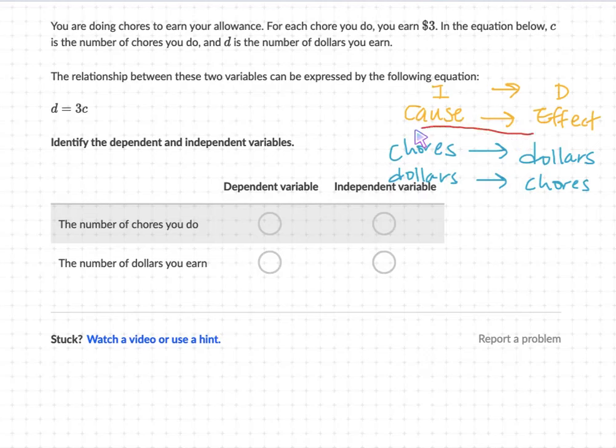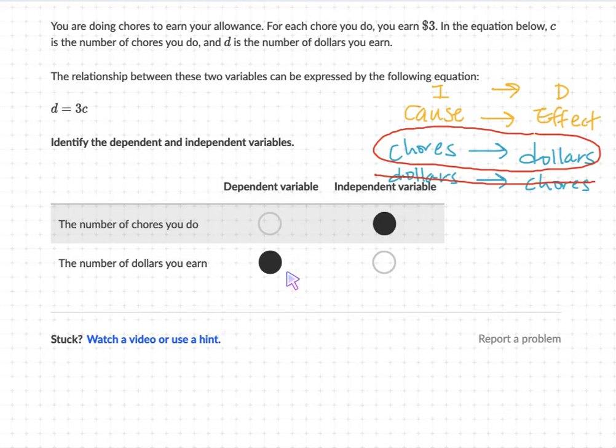If you said that it's this one, you are correct. The amount of chores that I complete is going to change the amount of dollars that I earn. The more chores that I do, the more dollars that I earn. The less chores I do, the less dollars I earn. It doesn't make sense that the more dollars I earn, it's going to make me do more chores, right? So I have to do those chores first in order to get the money. It's not the money first that's going to cause me to do more chores. So I and then D. The first one that had to happen is your chores, and that's going to change the amount of dollars that you earn. Independent, then dependent.